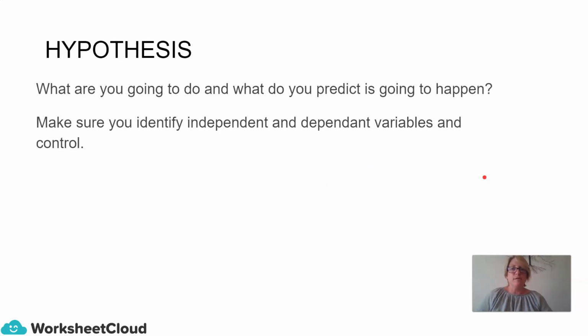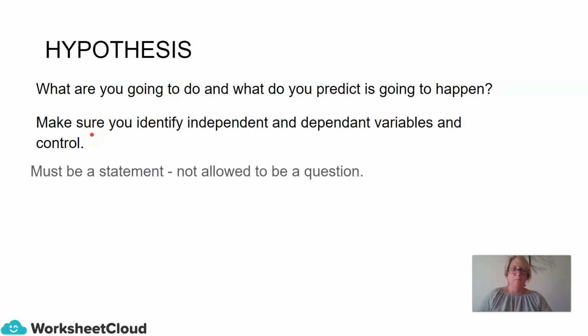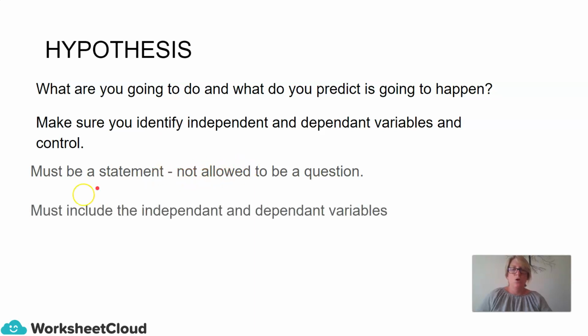Then you need to be able to write a hypothesis. So a hypothesis is, what are you going to do and what do you predict is going to happen? So generally in a hypothesis, you need to make sure that you are able to identify the independent and dependent variables as well as the control. So when we are marking a hypothesis, we check to see that you have written a statement. Remember, it is not allowed to be a question. You must include the independent and dependent variables in your hypothesis, and you must use appropriate scientific language.